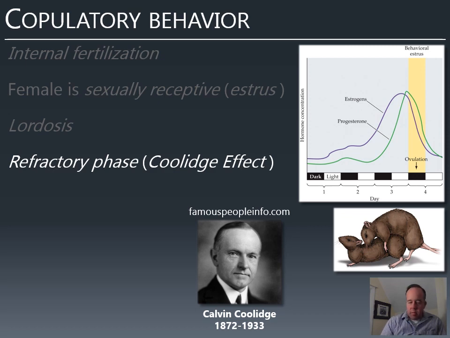Goes over to Mr. Coolidge and says, "Mrs. Coolidge wanted me to mention to you that the rooster will engage in several rounds of sexual behavior in a single day." And Mr. Coolidge says, "Oh, that's very interesting. Is it always with the same hen?" The farmer says, "Oh, no, it's a different hen every time." And then Calvin Coolidge says, "Okay, well, tell that to Mrs. Coolidge." And so that's why it's called the Coolidge effect, the idea that the male will engage in more sexual behavior and that the refractory phase will be shorter if it's a new sexual partner that's presented.